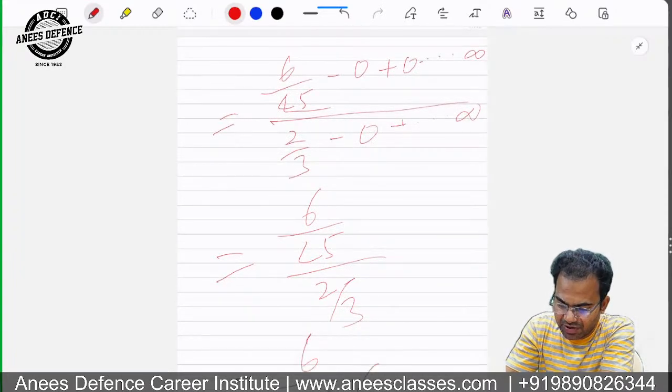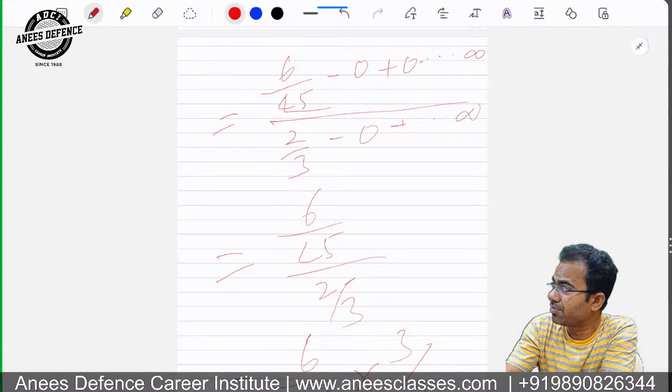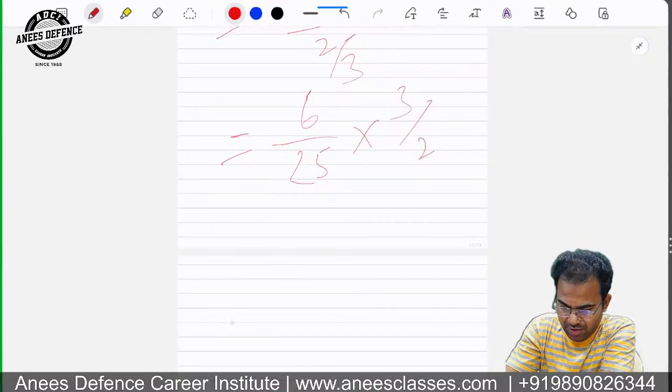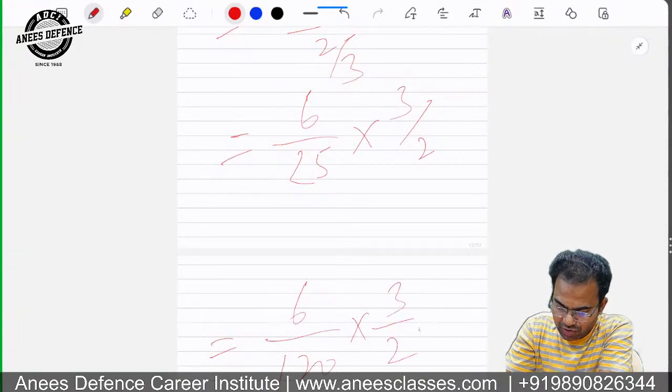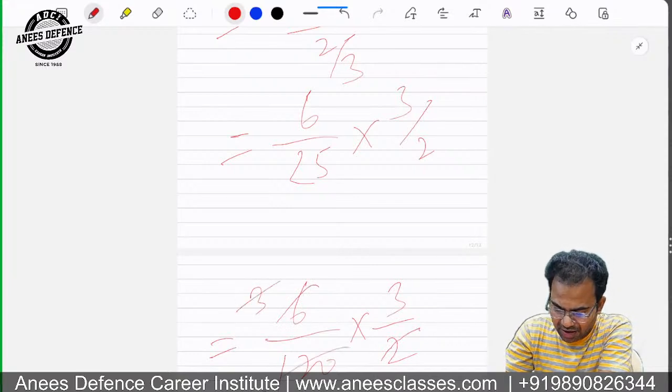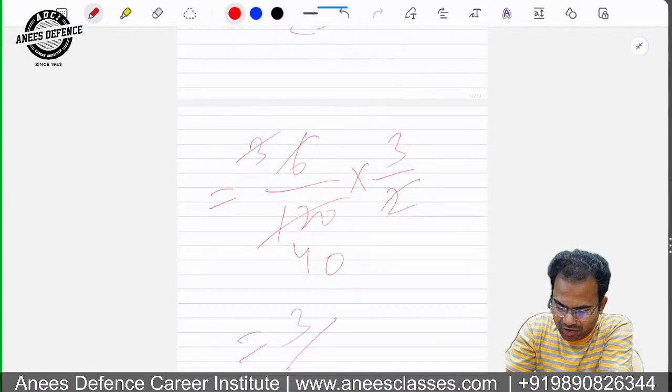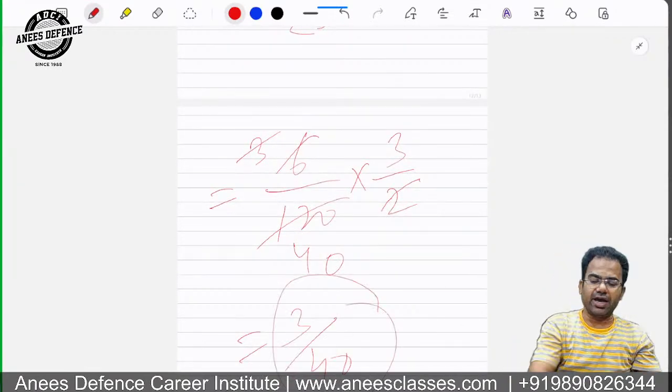6 upon factorial 5 into 3 by 2. Factorial 5 is 120. 2 3 ja 6, 3 4 ja 12. That means 3 upon 40. That's your limit value. Okay.